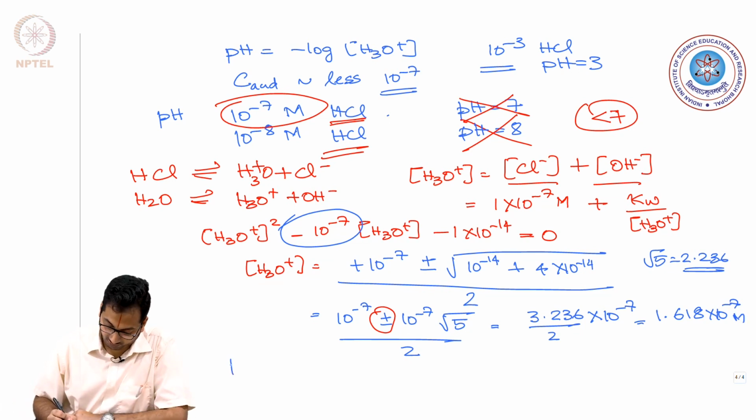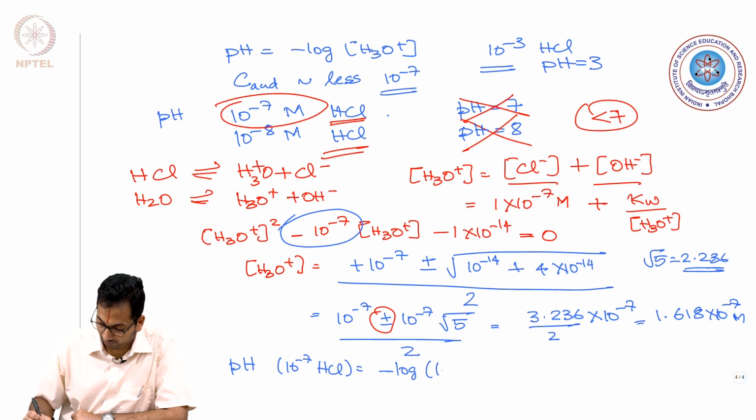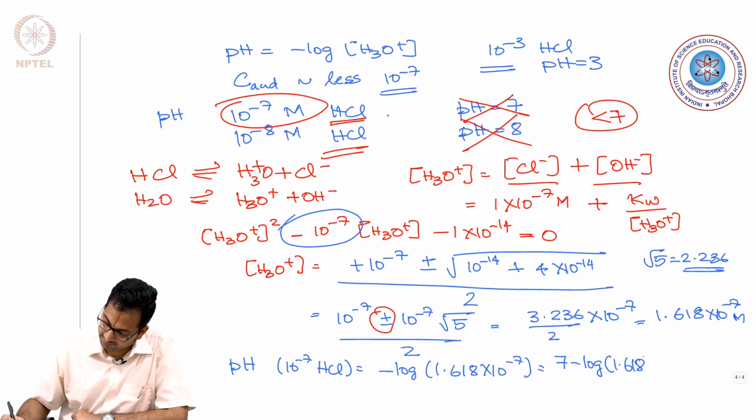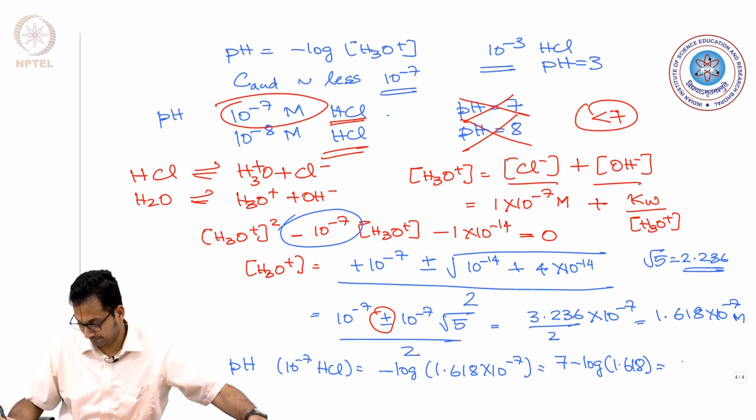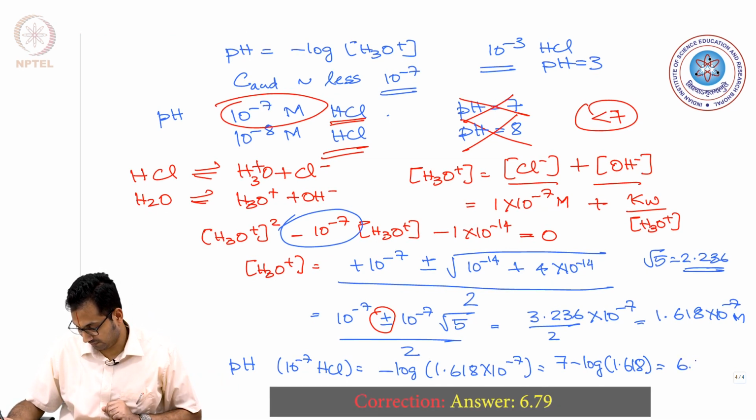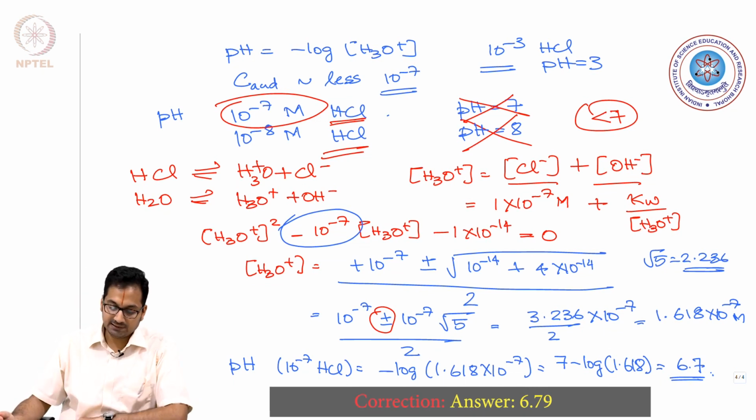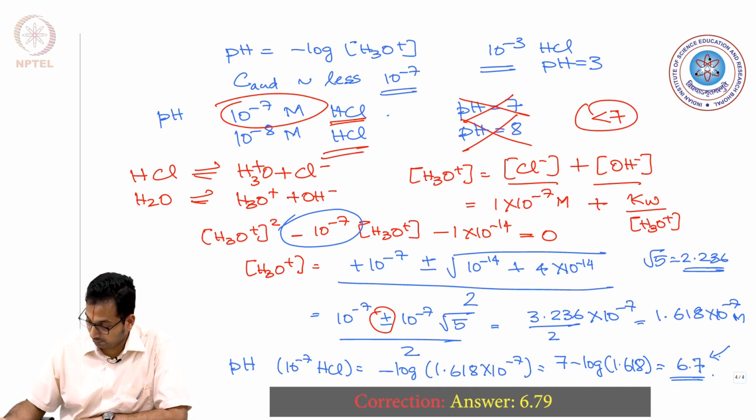So now the pH of 10 to the power of minus 7 HCl solution is going to be given by minus log of 1.618 in 10 to the power of minus 7. This is going to be 7 minus log of 1.618, that is going to be equal to 6.7 units. So you realize that although it's very tempting to say the pH of 10 power minus 7 molar HCl is 7, it is actually wrong. It has to be less than 7, and you do see it's a little less than 7, which is at 6.7. So be very careful when answering such questions.